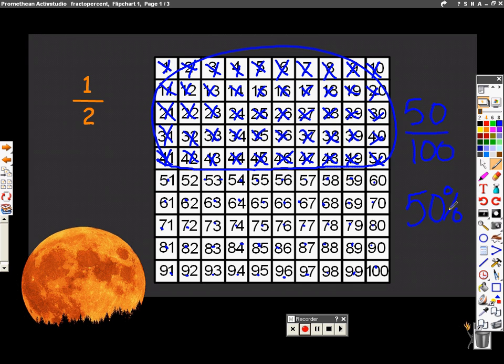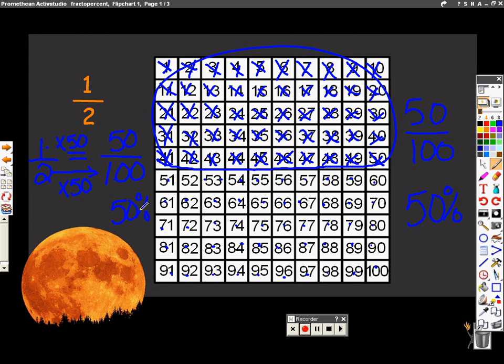Another way is to use ratios. So I want 1/2 is my original, and 100 is what I want for percent. 2 to 100. How do I turn 2 into 100? I multiplied by 50. What I do to the bottom, I must do to the top. 1 times 50 is 50. Once I get it over 100, that's the percent, 50%.